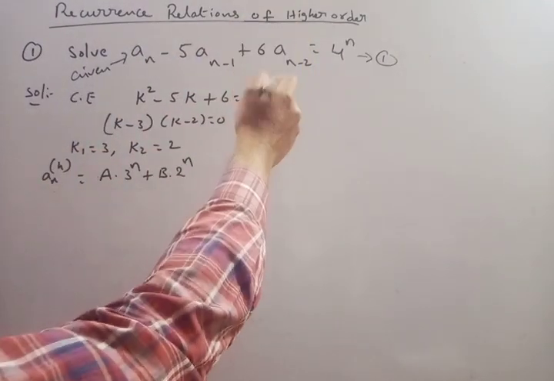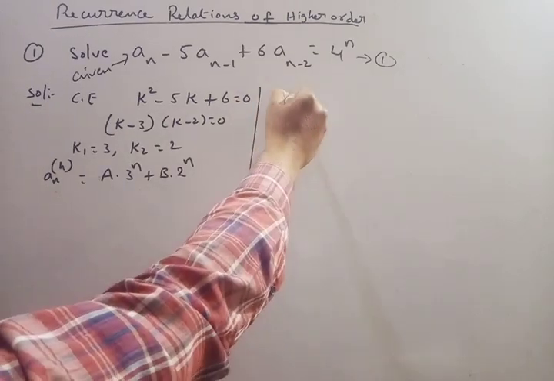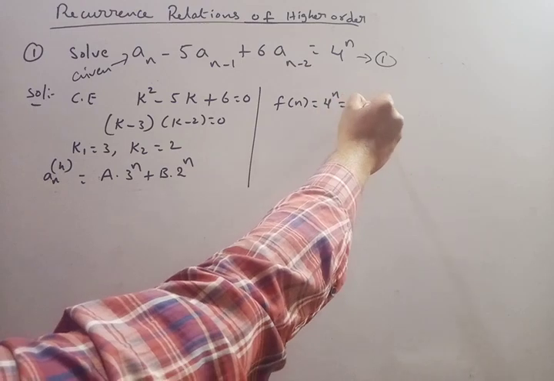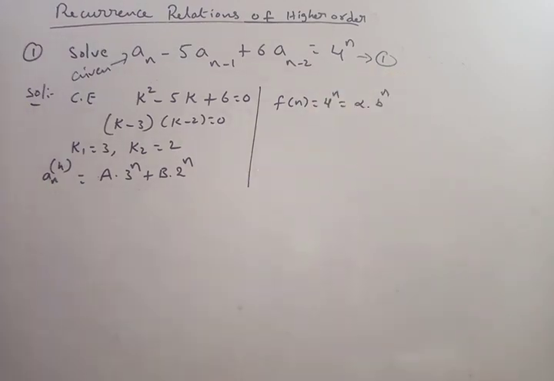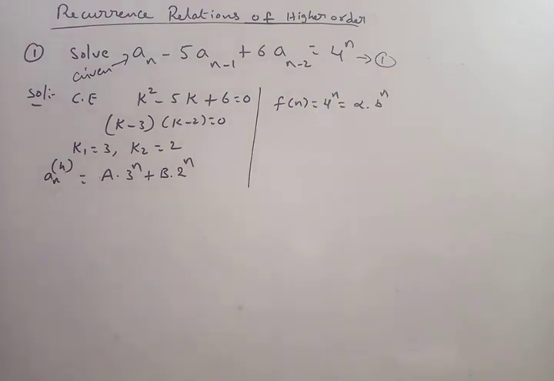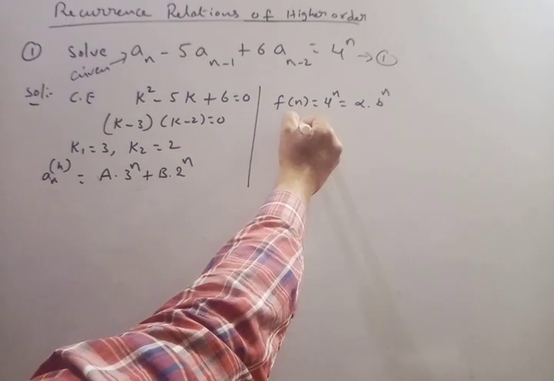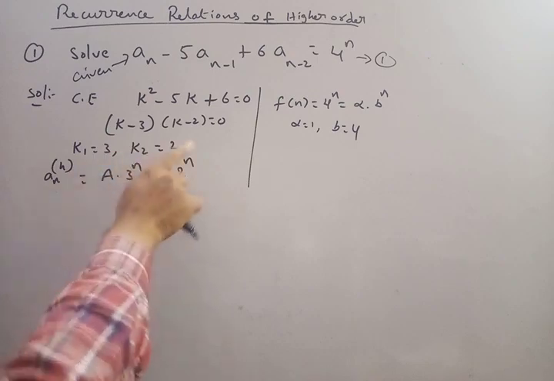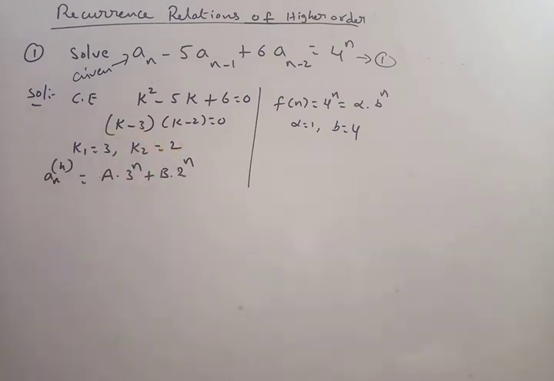So for a_n^(p), here what is f of n? f of n is 4 power n. That means which form is it? Alpha into b power n form. So what is alpha here? 1. What is b here? 4. So 4 is not a root. Understand? So 4 is not a root.